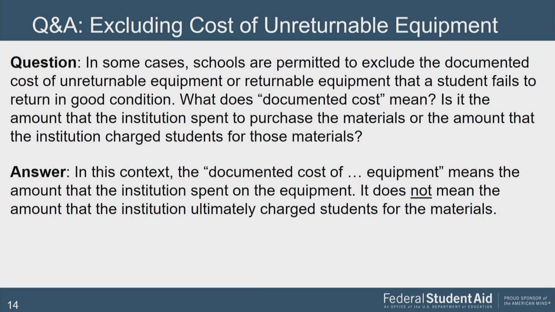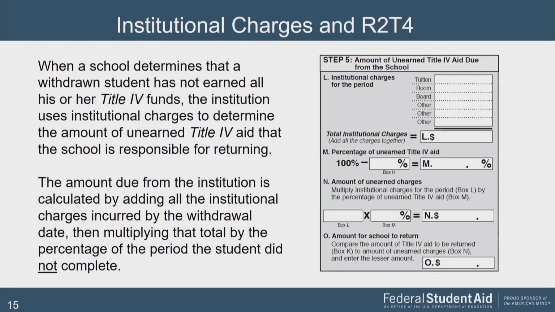So, and this is what I was getting at just a second ago, documented costs are the cost to you, the institution, not to the student. So this is an important consideration. As an example, imagine a case where you, the school, spent $1,000 to purchase a kit wholesale from a provider, and then you charge a student $1,500 for the same kit. If that student begins attendance and then withdraws, when you're working on their R2T4 calculation, you will ultimately include the $1,500 as an institutional charge, but you can exclude the $1,000 that you, the institution, paid wholesale for that kit. And that'll help reduce the amount that the institution is responsible for returning to the student who withdrew.